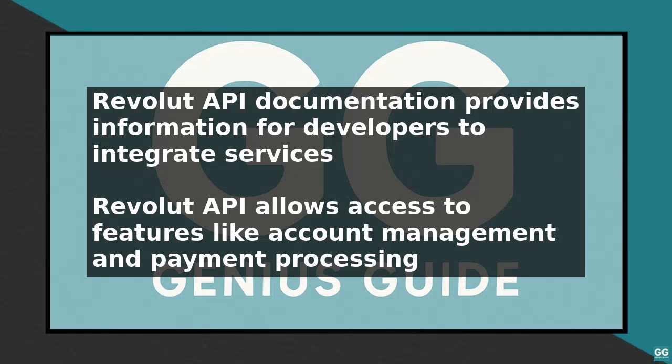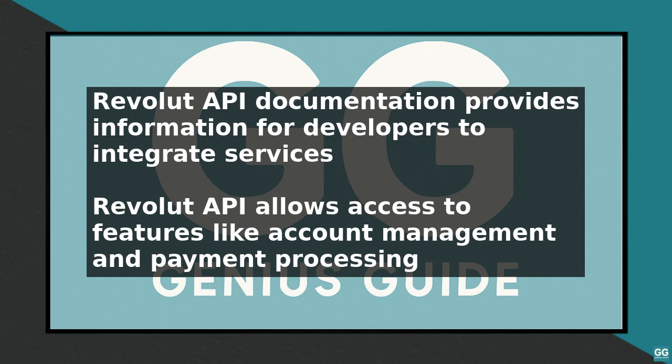Introduction to Revolut API documentation. Revolut API documentation is a comprehensive guide that provides developers with the necessary information to integrate Revolut services into their applications. The API allows developers to access various Revolut features, such as account management, payment processing, and transaction history.